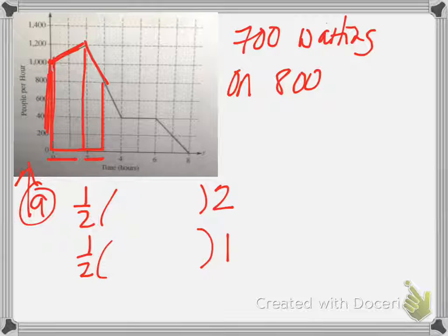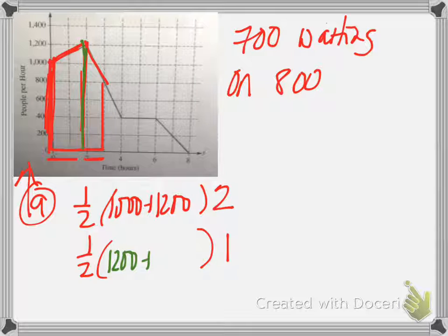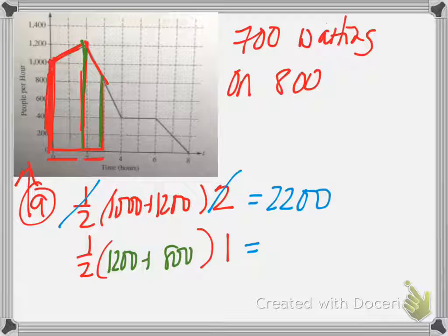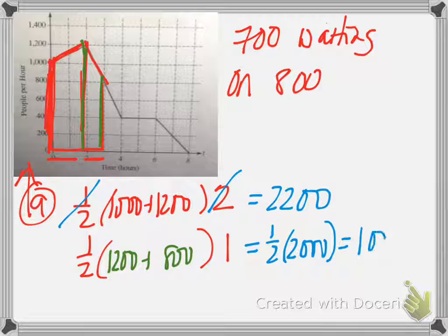Looking at the first one, this will be our base 1, and that's 1,000. And this is our base 2, and that's 1,200. Then let's look at the other trapezoid. Here's base 1, which is 1,200, and this is base 2, which is 800. Now we just have to do this math. The 1/2 and the 2 cancel out, and you get 2,200 here. Then you get 1/2 of 2,000, which gives you 1,000. Add them together, and you get 3,200.